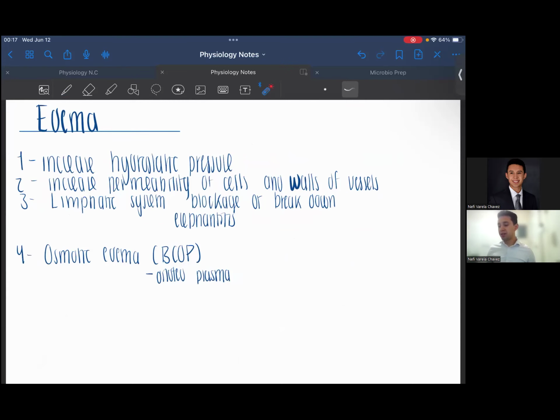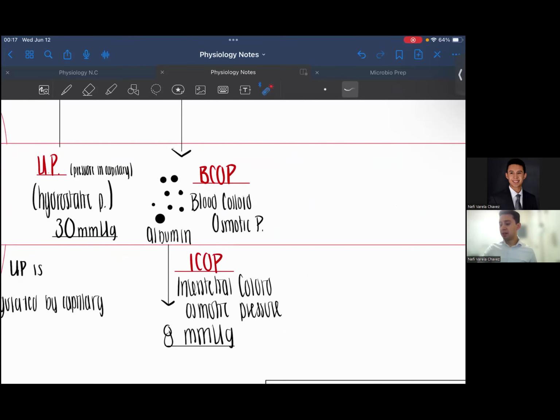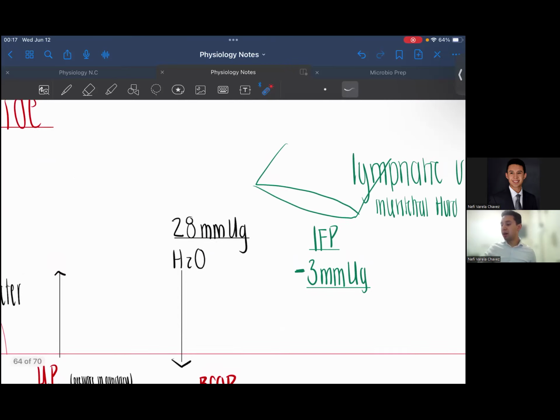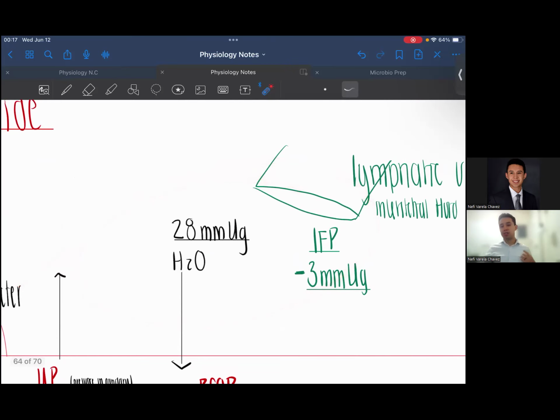And the other one is osmotic edema. Osmotic edema, as I said, B cup and I cup is something regulated by osmosis. So if we dilute our blood, if we dilute our plasma with water, for example, or decrease albumin, we're going to have less osmotic pressure. Less water will want to go to the inside of the artery. So somehow, again, it's going to accumulate more in the interstitial space.